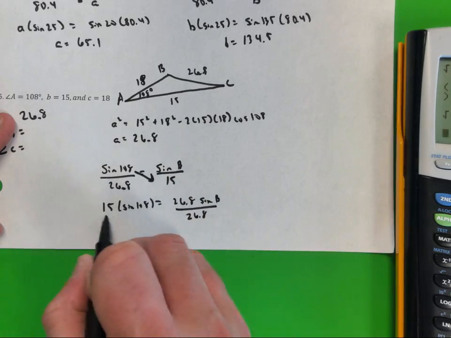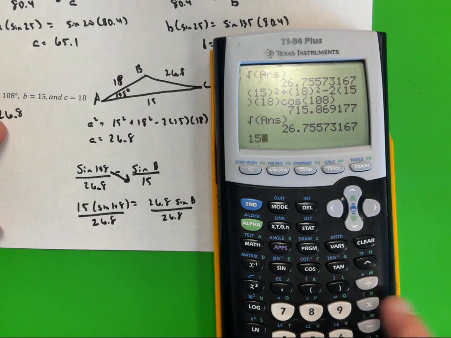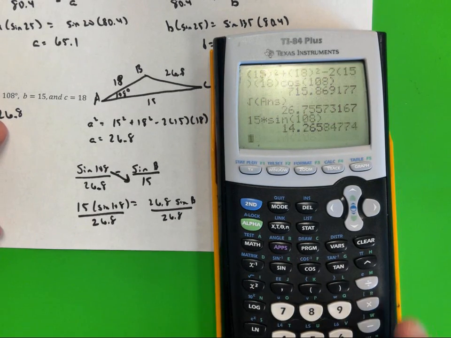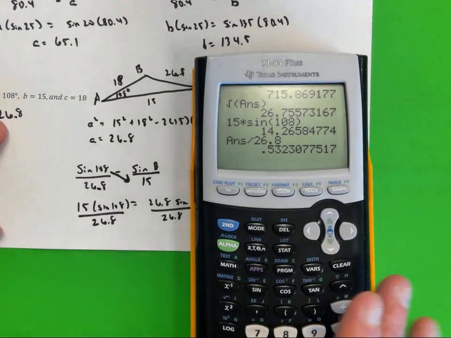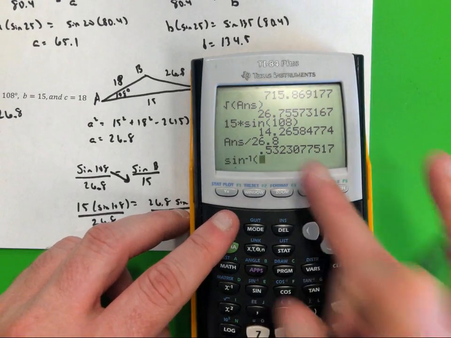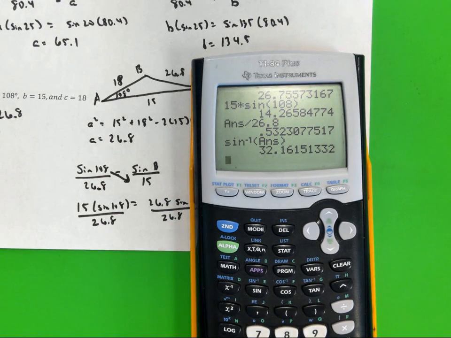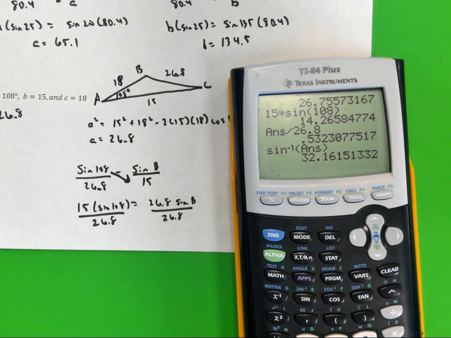Divide both sides by 26.8. Now, watch how I put this in the calculator. I'm going to put 15 times sine of 108, and divide that by 26.8. Now I get this decimal. Am I looking for an angle or side here? So will I hit sine or second sine? I'm going to hit second sine, second answer, and my angle is 32.2. So what I did, guys, is I said 15 times sine of 108, divided by 26.8, got this big decimal. I'm looking for the angle, so I hit second sine and put that decimal in.